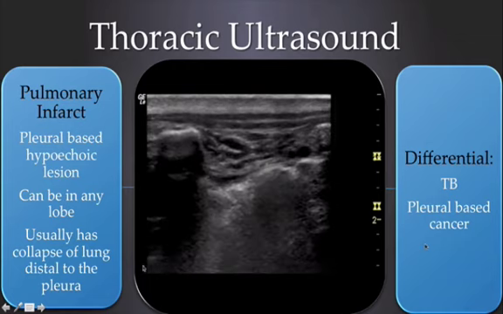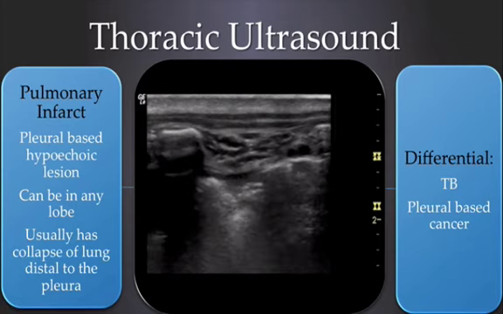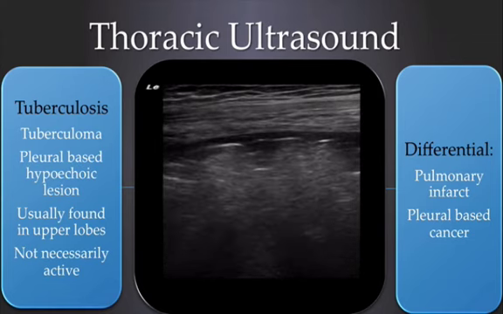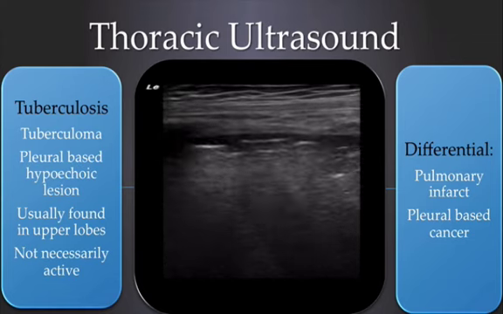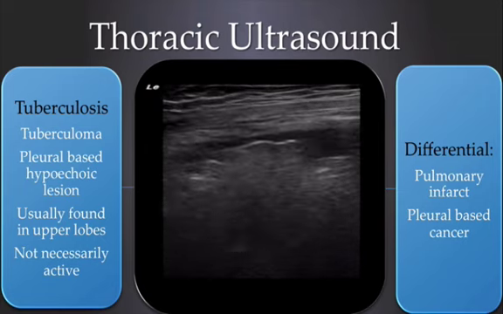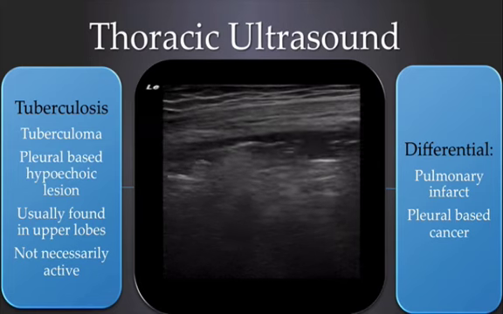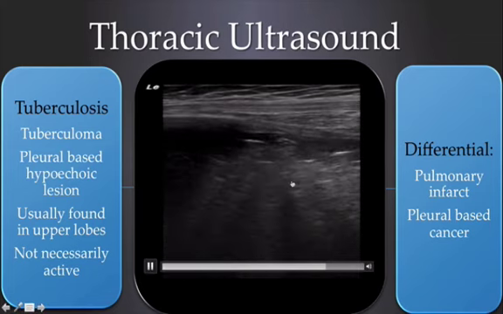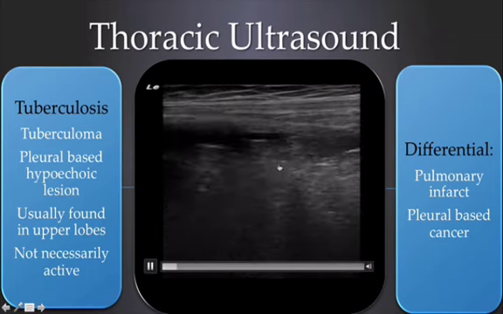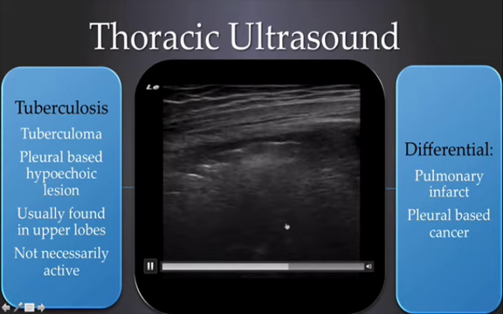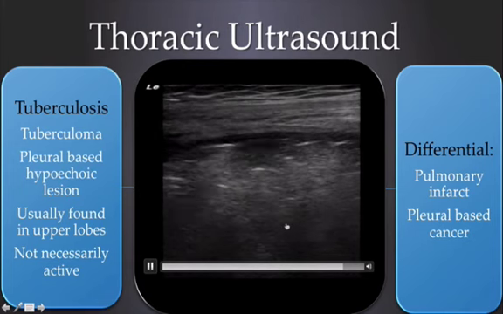There are other things that can cause similar looking divots or irregularities in the pleura. Those would be TB as well as pleural-based cancers. TB looks a little bit different. It is a hypoechoic pleural-based lesion as we saw with the pulmonary infarct, but it generally has a different appearance to the lung below it. So if you look here, the lung does not look collapsed below it. This is actually a tuberculoma, and it's usually found in the upper lobes, and it does not mean that they have active TB.